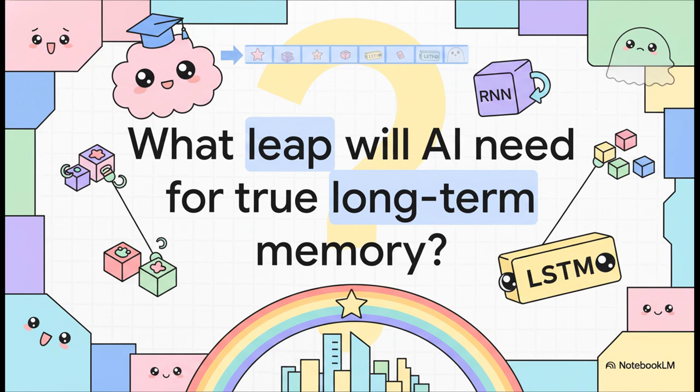Which leaves us with a pretty fascinating limitation to ponder. If even well-designed basic RNNs eventually forget early data because of vanishing gradients, what massive architectural leap will AI need next to achieve true, flawless long-term memory? Well, there is a whole world of advanced sequence modeling beyond basic RNNs built to solve exactly this problem. Keep that question in mind as you continue your journey into natural language processing.